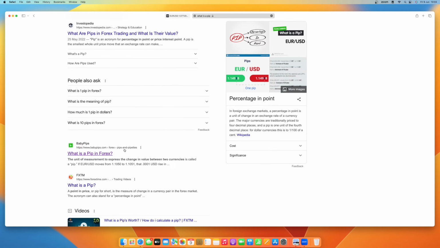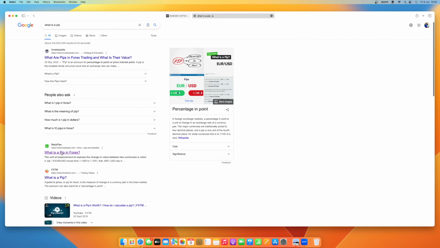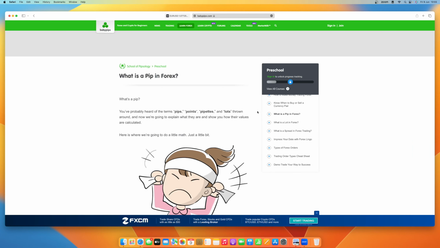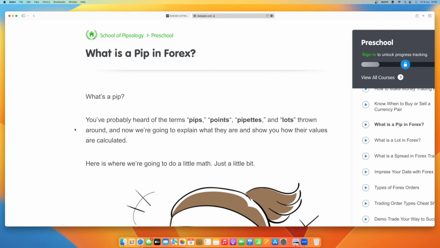And then under babypips.com, I'm going to click what is a pip in Forex. And then you have this. Okay, what is a pip in Forex? And then let's read now. It says, you've probably heard the term pip, point, pipette, and lots thrown around. And now we're going to explain what they are and show you how the values are calculated.